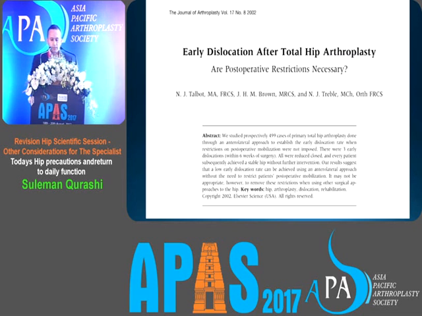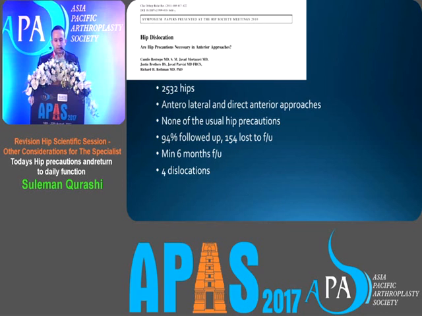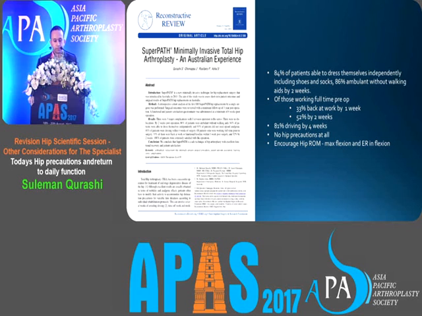Similar prospective study of about 500 cases, but again, anterolateral approach. And then this one by Parvezi et al., looking at 2,500 hips. Again, only looking at direct anterior and anterolateral. And they also didn't find any difference between restricted and unrestricted.